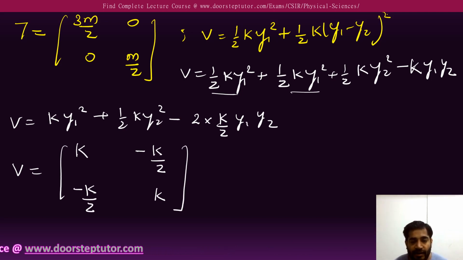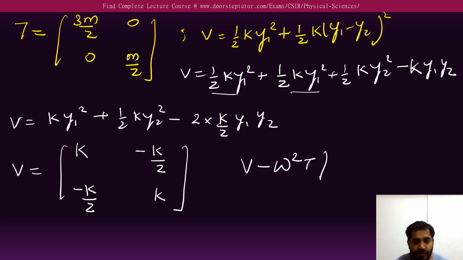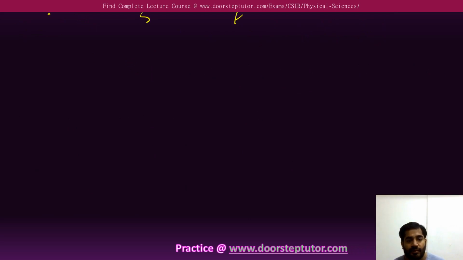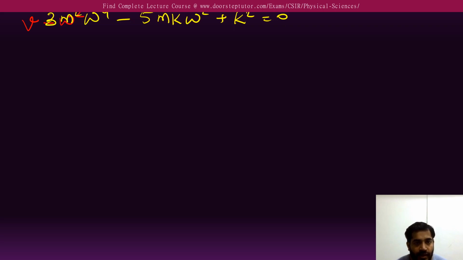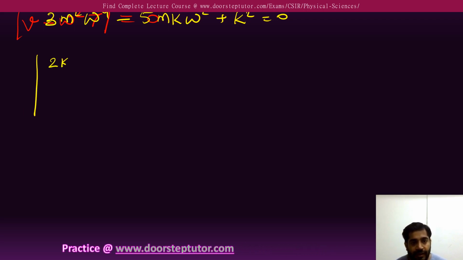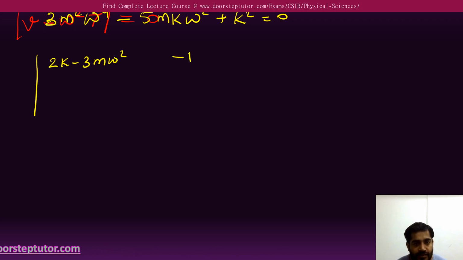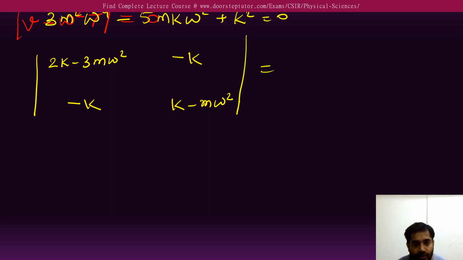We have V and we have T. Can I write this? The equation V minus omega square T equals 0 gives the angular frequency. Then the matrix format becomes: 2k minus 3m omega square, minus k; minus k, k minus m omega square, which equals 0.